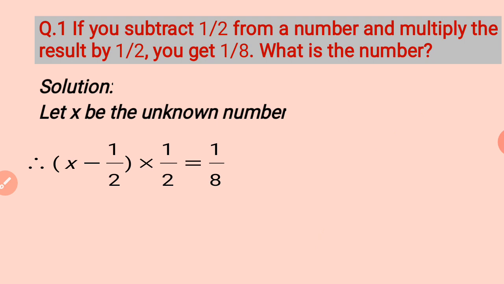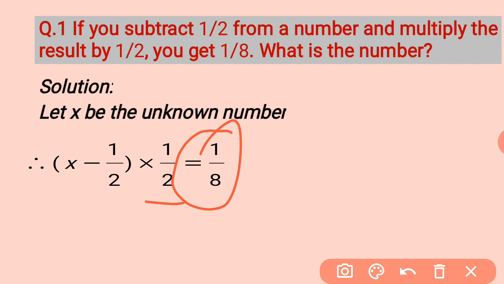Let us write the condition mathematically. The condition was if you subtract 1 by 2 from a number. Our number was x, and we are subtracting 1 by 2. So in the bracket it is written as x minus 1 by 2. Further, it is written in the question that multiply the result by 1 by 2. So that bracket, x minus 1 by 2, is now being multiplied by 1 by 2. You get 1 by 8. That means 1 by 8 is your answer.